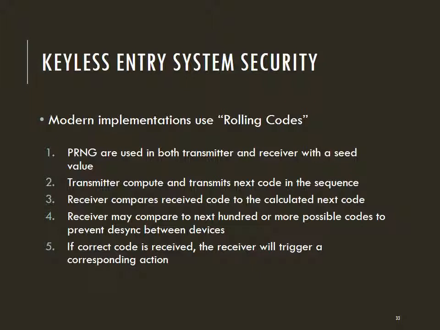And to prevent any desynchronization, say if you pressed your key fob for your car in your pocket while you're fiddling with your keys, but you weren't in range of your car, the receiving device in the car will have a buffer of, say, 256 codes that it'll compare against, just to prevent the desyncing. If the receiver determines that the correct code has been transmitted and received, it will trigger the corresponding action that was transmitted with that code.